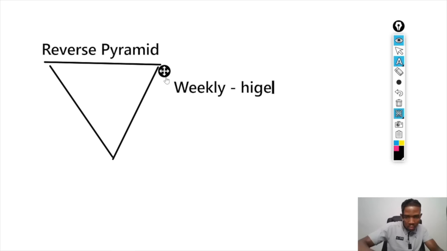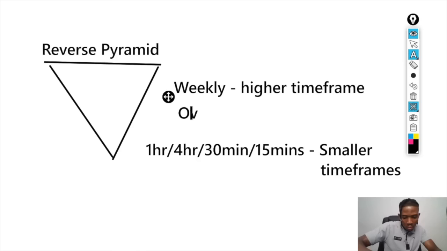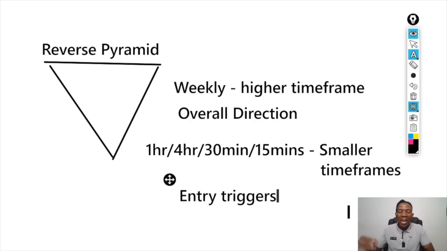Yeah, so we're gonna be using higher time frames, for example weekly, monthly. We use higher time frames because they help us understand the overall direction. And when we use smaller time frames, we want to make sure that we use them to help us understand our entry triggers. By entry triggers, guys, what I mean is whenever you trade, you don't enter a trade unless you have a confirmation. All our trades will come from confirmations.